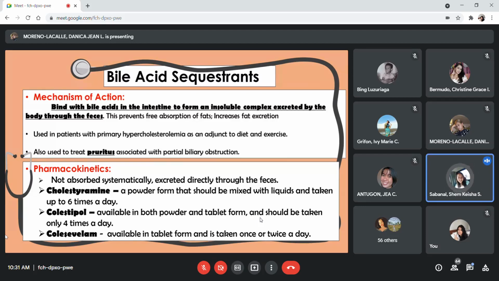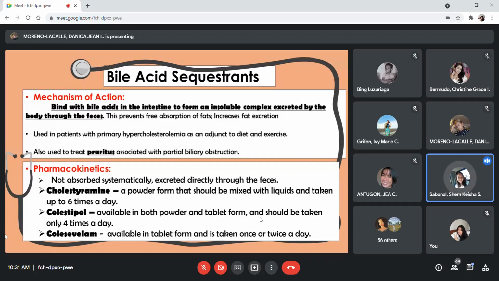So bile acid sequestrants are also used in patients with primary hypercholesterolemia as an adjunct to diet and exercise. Also, we can use our bile acid sequestrants to treat pruritus. What is pruritus? Pruritus is skin itching, specifically pruritus associated with partial biliary obstruction. This happens when bile salts accumulate in our blood, because there is a partial obstruction in the tube that connects our liver to our gallbladder and to our intestine. Not all the bile acid reaches our intestine, so it accumulates in the blood, causing pruritus. So bile acid sequestrants can also be used to treat that.